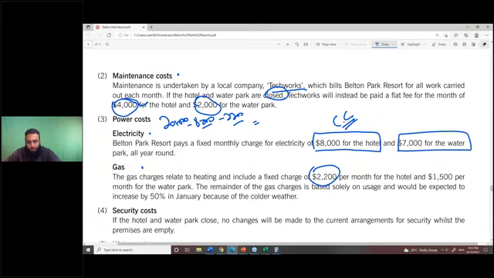Okay. And what's the remainder? Let's have a look here. 20,000 minus 8,000 minus 2,200. So it's 9,800 you are left with. Now, what is this? Let's see. So 2,200 per month for hotel and 1,500 for the water park. Let's leave the water park. The remainder of the gas charges is based solely on the usage and would be expected to increase by 50% in January because of the colder weather.